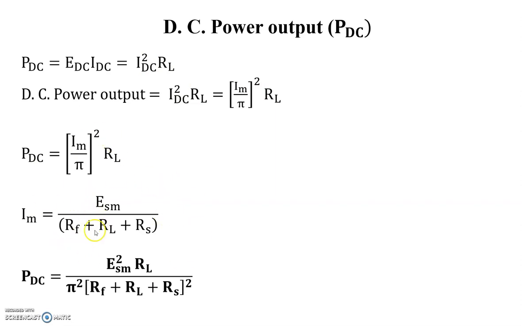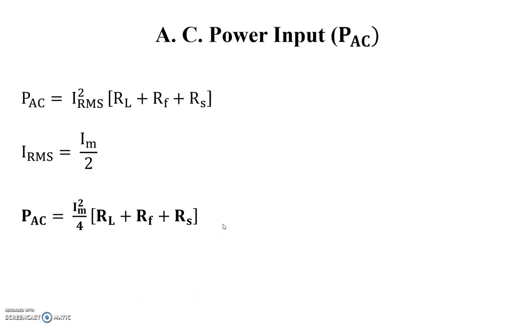Similarly, Im value in terms of voltage and resistor is substituted, and finally we obtain the value of PDC equal to ESM square RL divided by pi square into (RL plus RS) whole square. Next one, AC power input, PAC. PAC is equal to IRMS square into the sum of the three resistor values. IRMS is equal to Im by 2. You know this one. So just substitute and find out the PAC, which gives Im square by 4 into (RL plus RF plus RS).